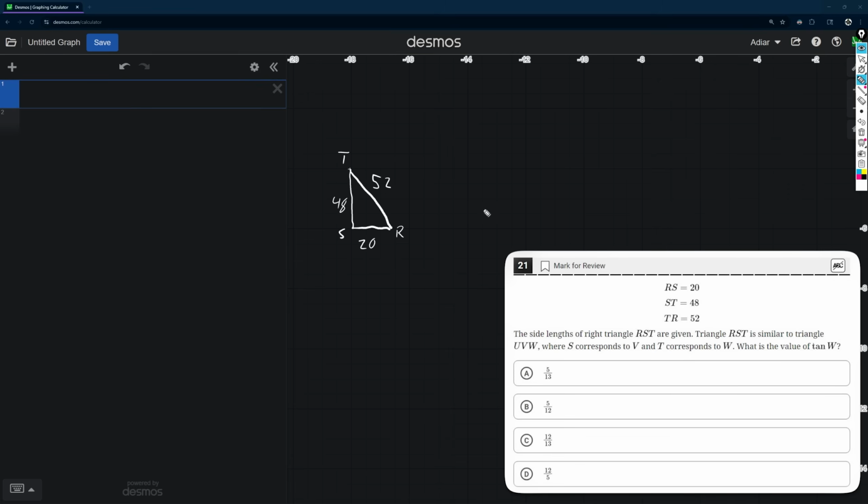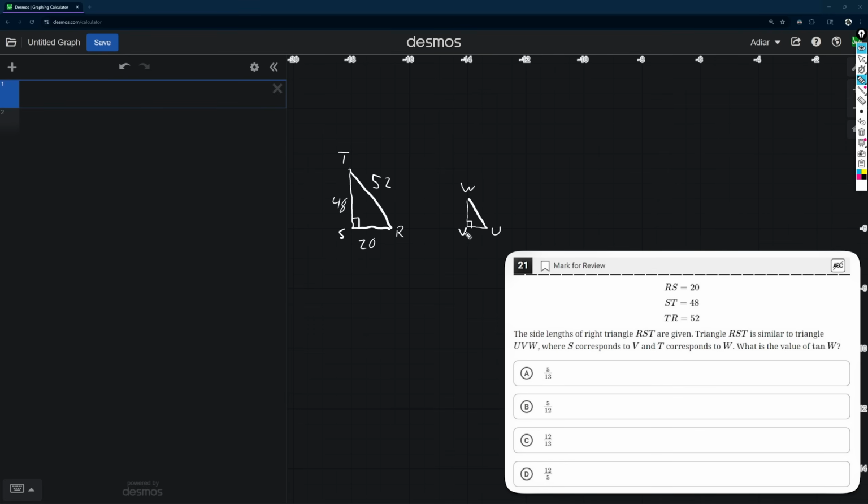And we're told there's a second triangle that is UVW. And it's similar. So similar means that all of the angles are the same, but the side lengths are just proportionally different. So I'm going to make this one tinier. So that is our UVW, where S corresponds to V. So S is in the same spot as V. T is in the same spot as W. And we can just assume that U is in the same spot as R, because that's the only spot left. So this is a right triangle, so we can go ahead and draw a little square right here.